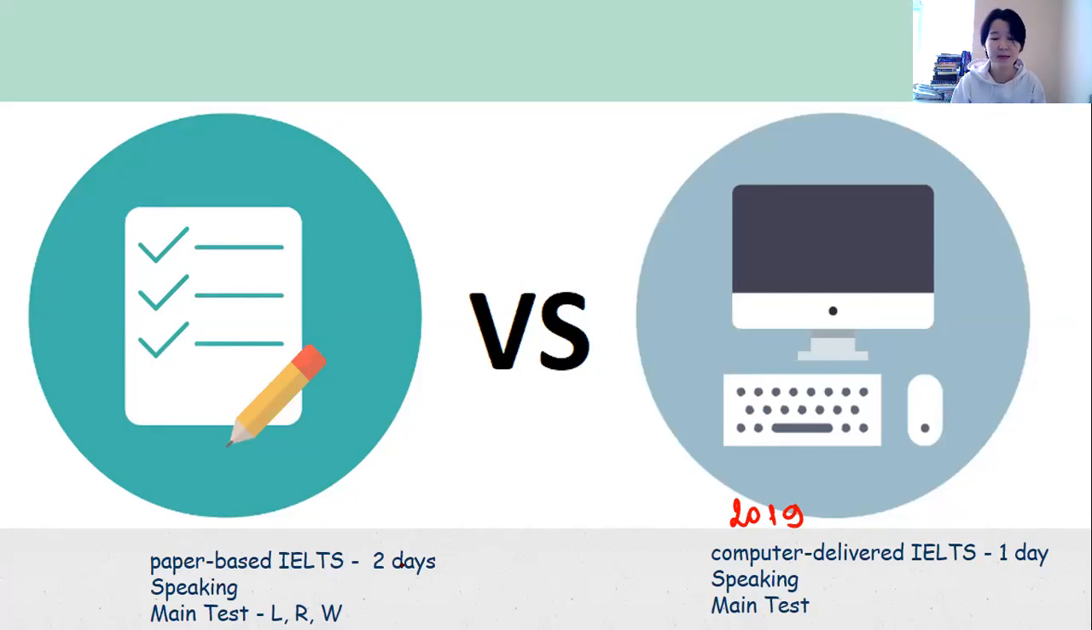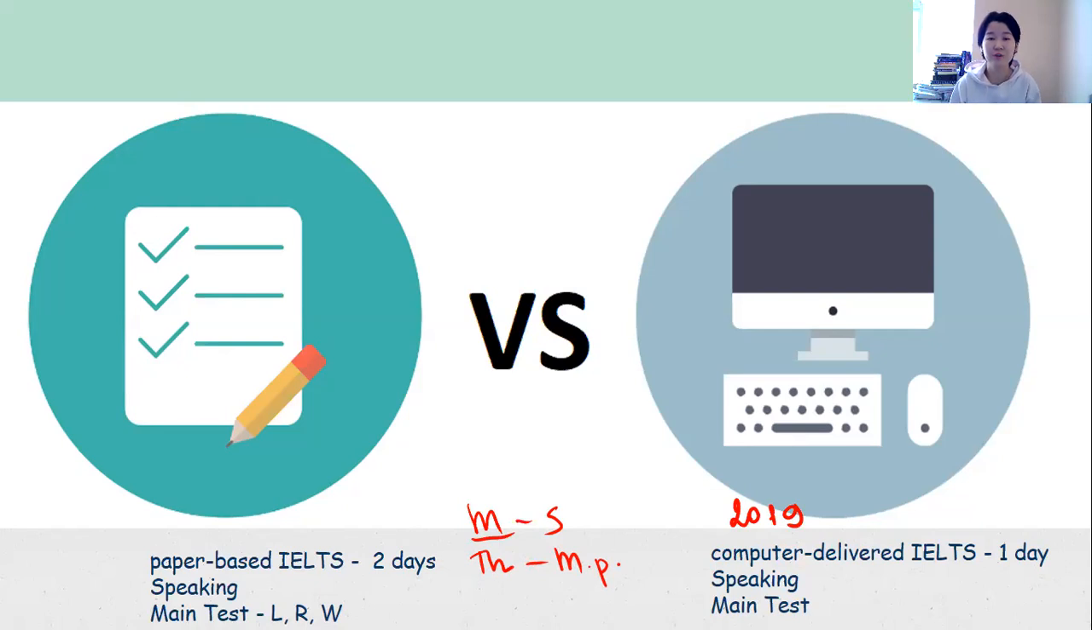Paper-based IELTS usually takes 2 days, let's say Monday and Thursday. On Monday, you're going to take your speaking part. On Thursday, you're going to take your main part. But again, this is general. As an example, it would be different. It's up to your registration.